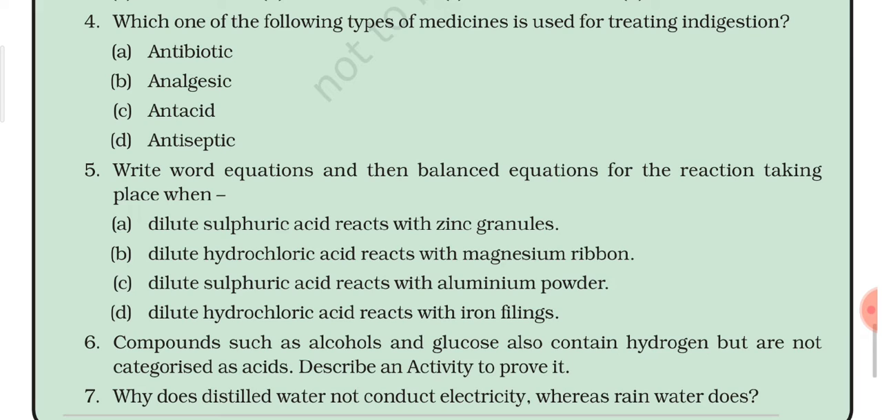Question number 7 is, why does distilled water not conduct electricity whereas rainwater does? So here also you know the answer already, because we have discussed distilled water. Distilled water means the water which is completely free of all salts and all ions. So distilled water has only the particles of water itself. No other particles like salt molecules or ions, nothing is present in distilled water.